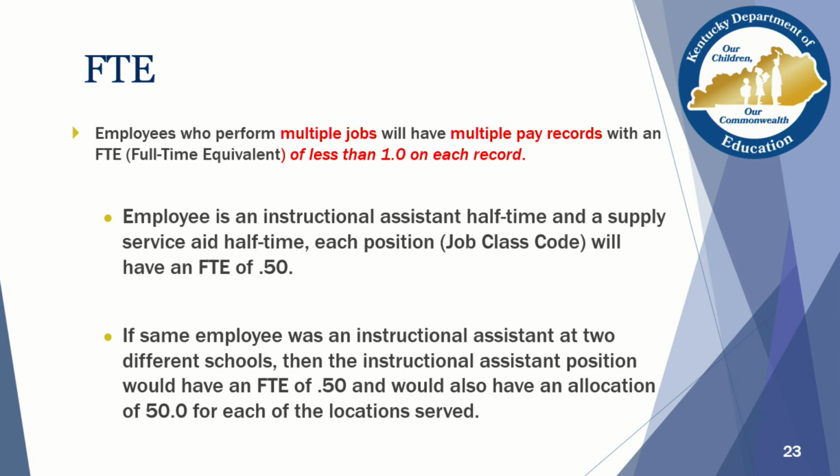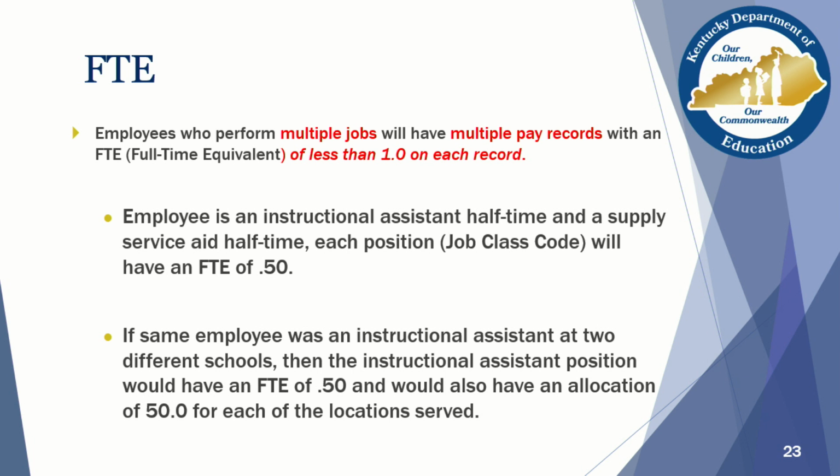So looking at FTEs, employees who perform multiple jobs will have multiple pay records with an FTE, full-time equivalent, of less than 1 on each record. So there's going to be more than 1 job class code, so they can't be 1 full-time person for 1 job class code. This will be divided out. An employee is an instructional assistant half-time and a supply service aide half-time. Each position or job class code will have an FTE of 0.50.